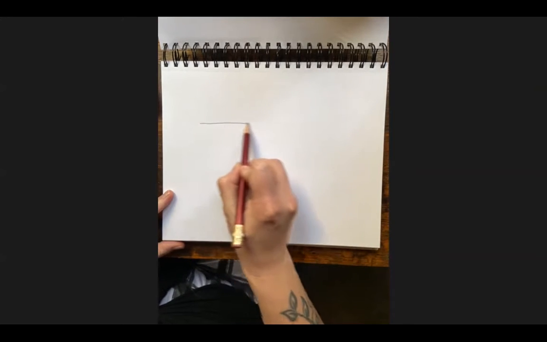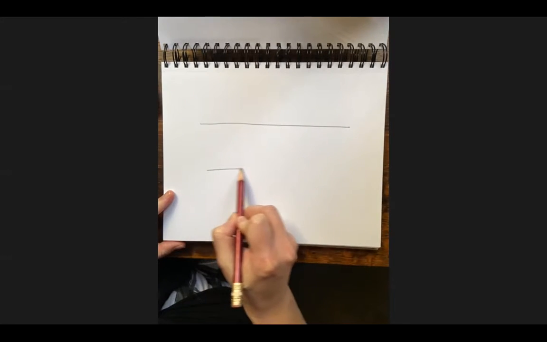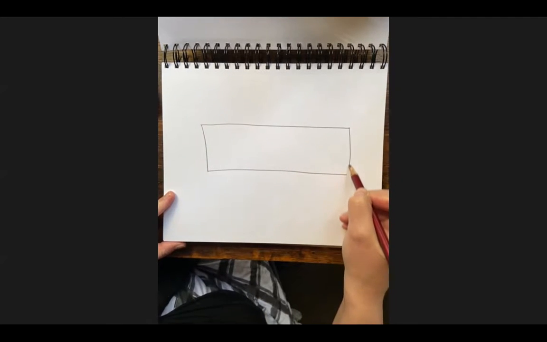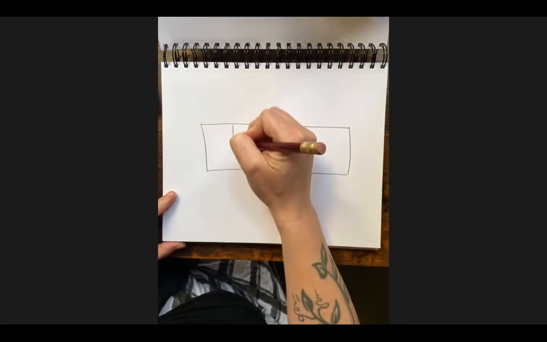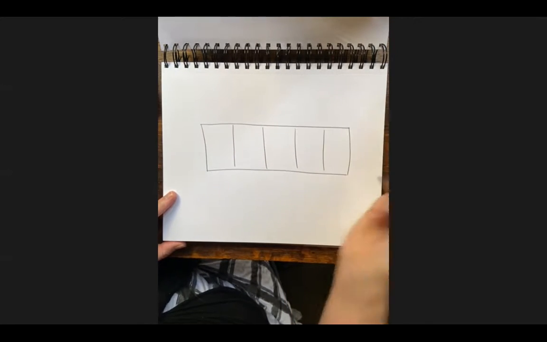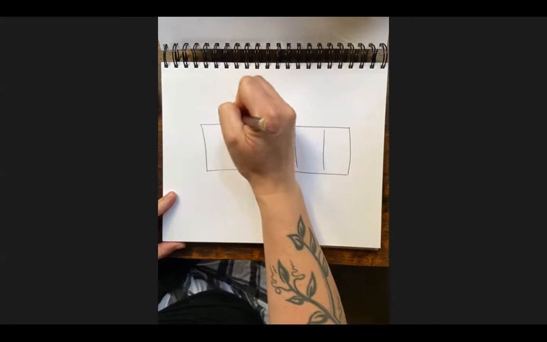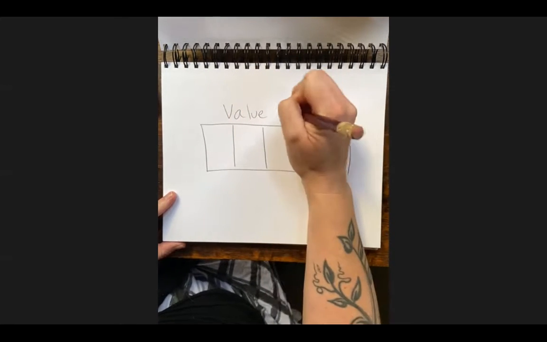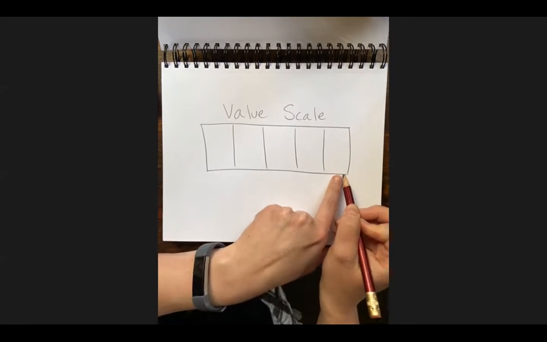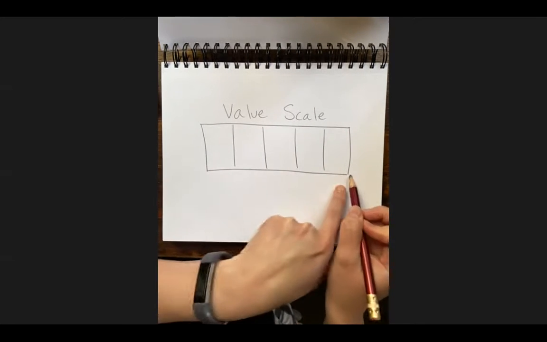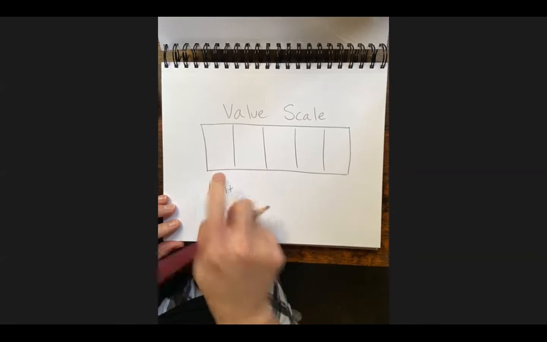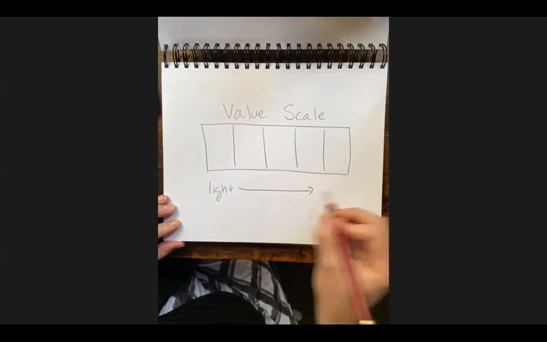I'm going to just draw 2 lines, parallel lines, and then connect them like this. Then I'm going to divide up my rectangle into smaller rectangles. And this is called a value scale. It's your choice if you want to go from dark to light or light to dark this way. You choose. I'm actually going to go from light on this end to dark.